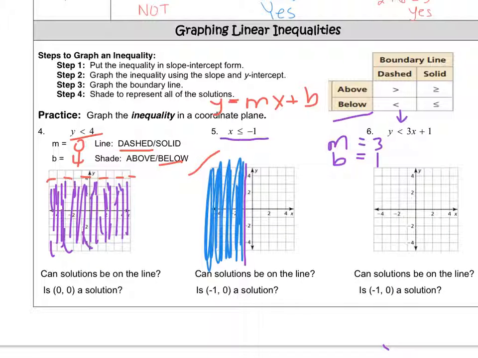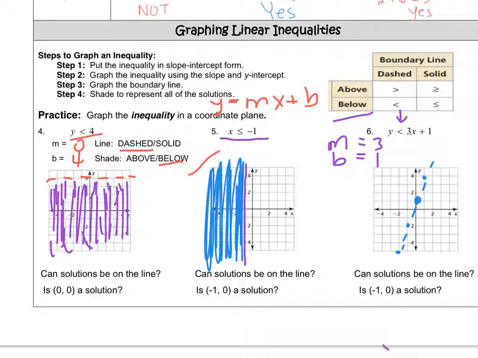Okay, so let's start by going to our y-intercept at 1 and putting a dot. And then our slope is 3, so up 3, over 1, put a dot. Down 3, backwards 1, put a dot. And we just decided that this is a dotted line, so I'm going to connect my dots with little dashes. That's my line.